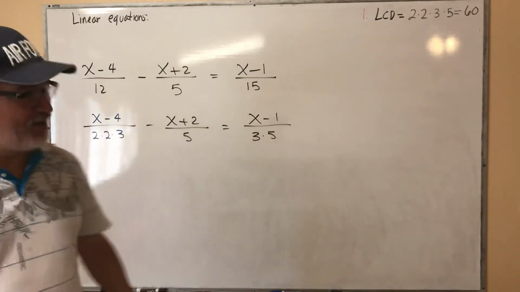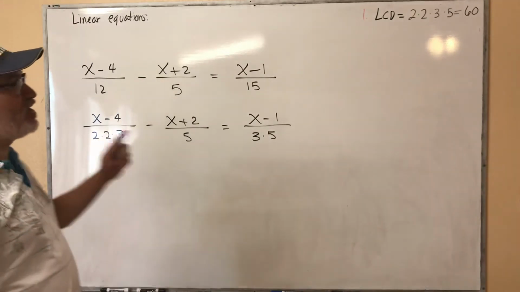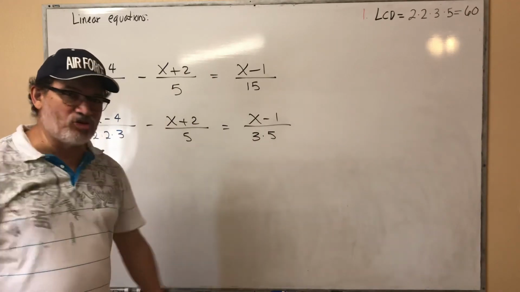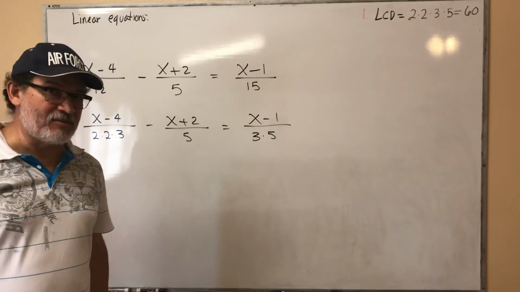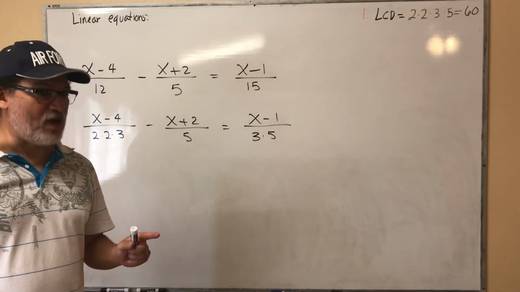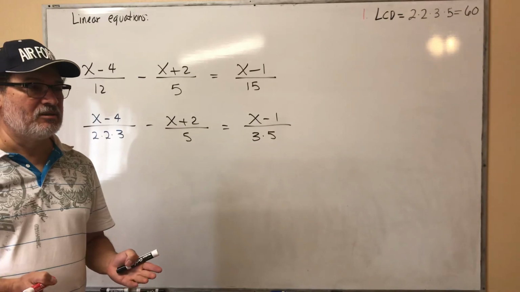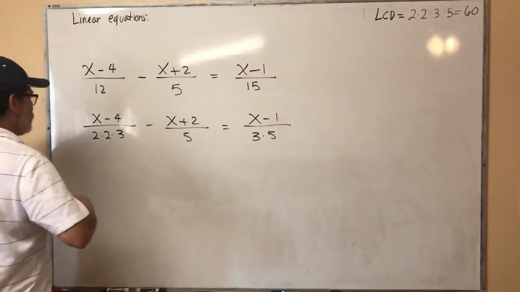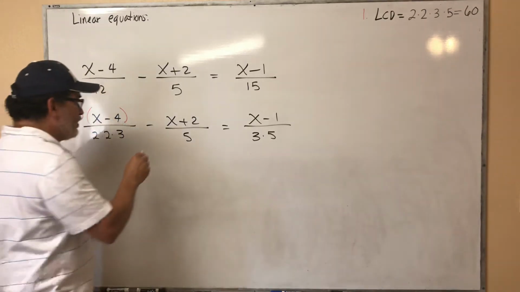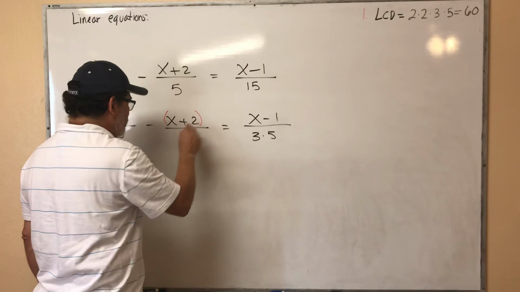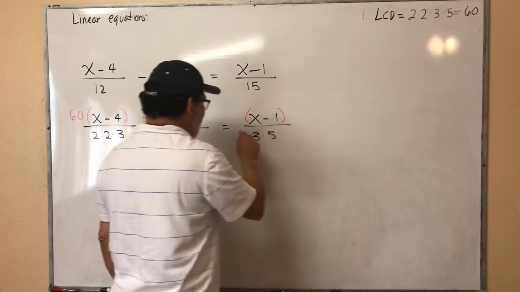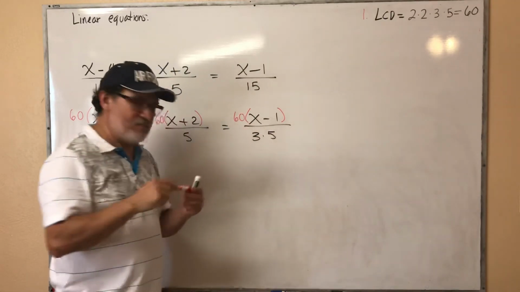Excellent. So now that we have the LCD, I'm going to multiply every numerator by the LCD. That's your step number 2. If the numerator is a binomial, you have to write parentheses. So this numerator by the LCD, this numerator by the LCD, this numerator by the LCD.